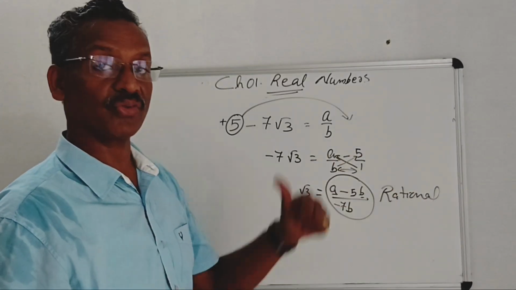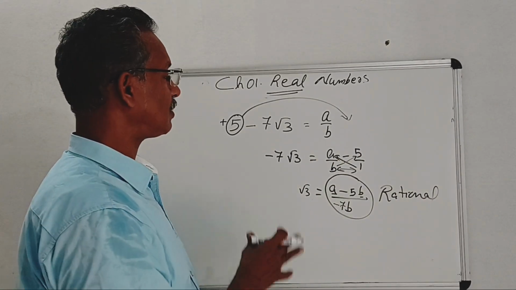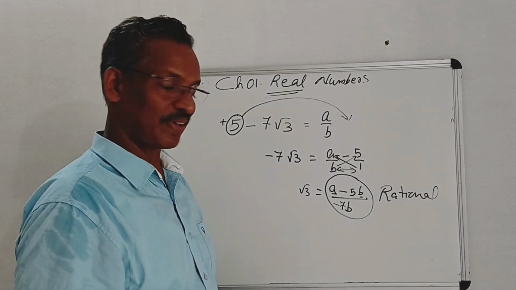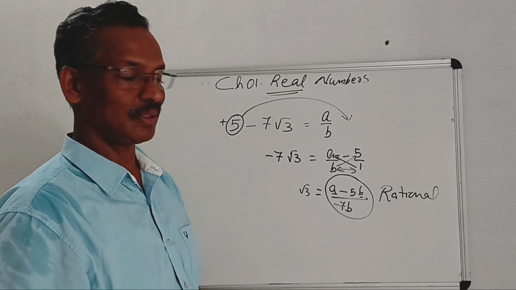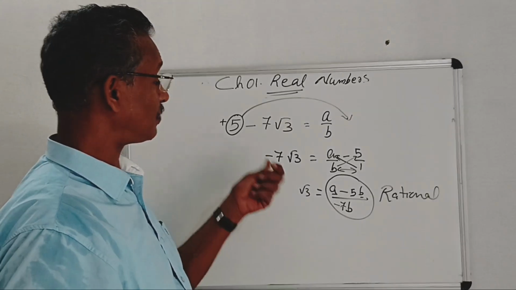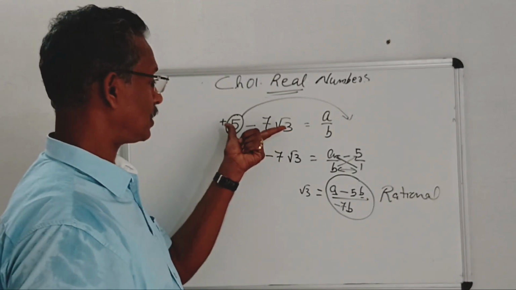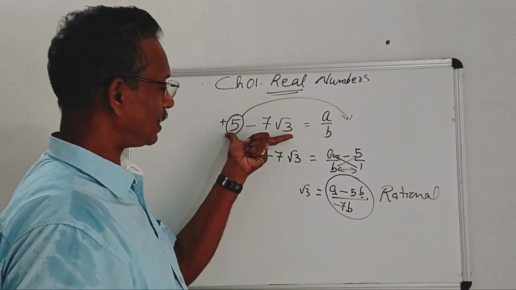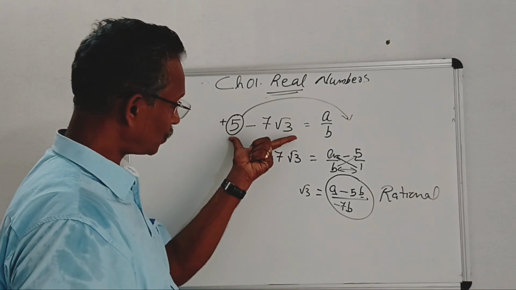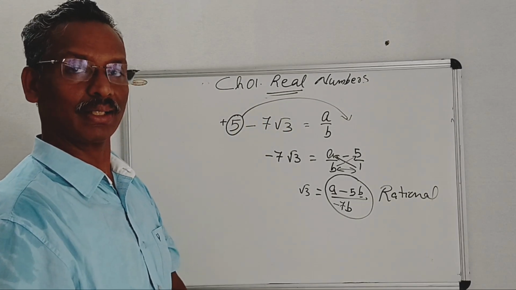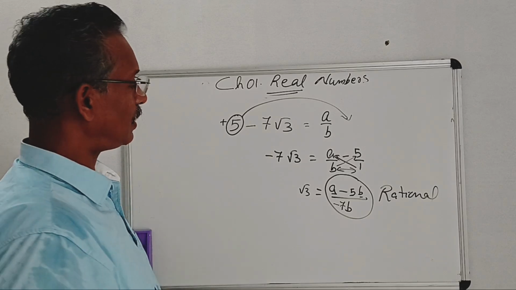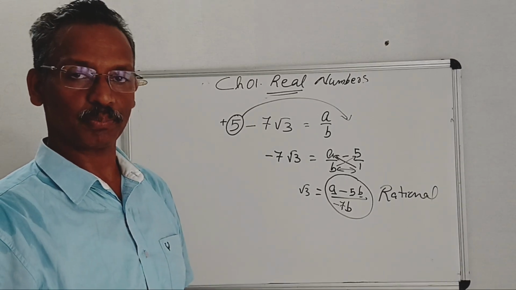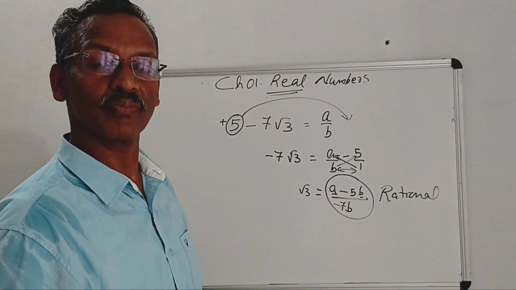So root 3 is also rational. This contradicts the given fact that root 3 is irrational. This contradiction happens because of our wrong assumption that this is rational. We have taken this as rational. Actually this should be irrational. Like this we can do it. This is the end of this chapter from the textbook point of view. Okay.